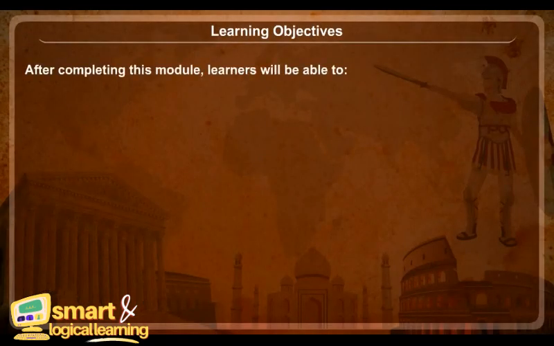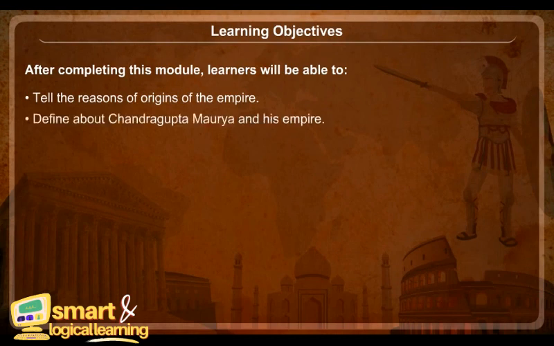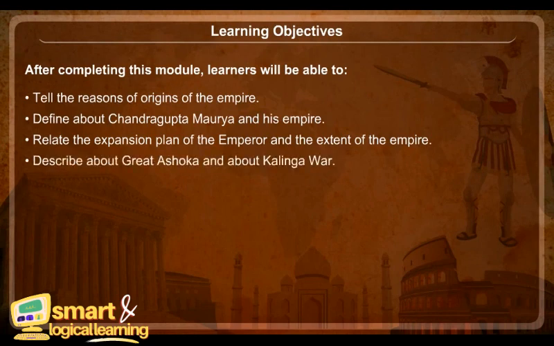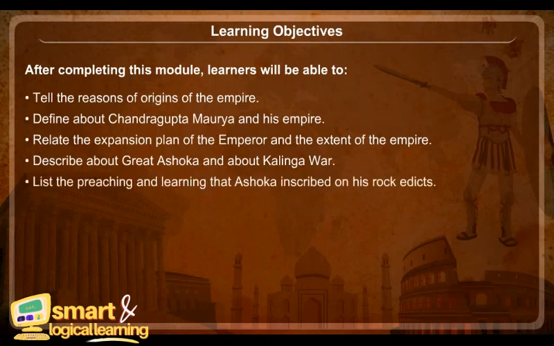Learning objectives. After completing this module, learners will be able to tell the reasons of origins of the empire, define about Chandragupta Maurya and his empire, relate the expansion plan of the emperor and the extent of the empire, describe about Great Ashoka and about Kalinga War. List the preaching and learning that Ashoka inscribed on his rock edicts.